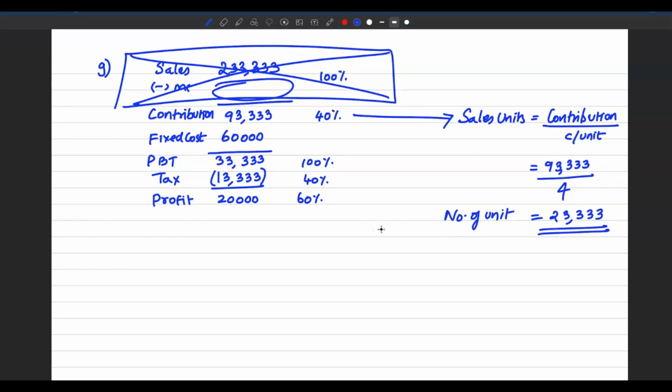It means these many units have to be sold if that business wants a profit after 40% tax at the rate of rupees 20,000. Okay, and here this is also correct. If you look at it, we have calculated sales as 2,33,333, which is correct, because if you take this number and multiply by 10, you are going to get the same value.